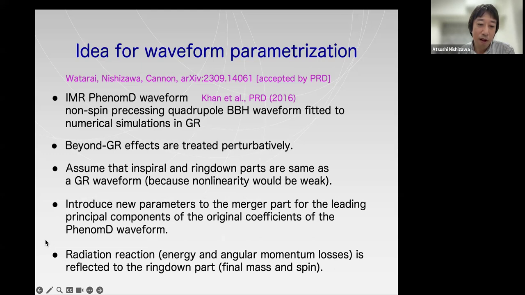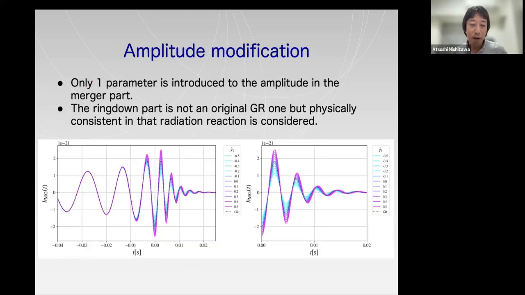Also, we need to consider radiation reaction, which is energy and angular momentum losses, because we assumed the ring-down part is described by the GR prediction. But if the merger phase is modified, then the final mass and spin are modified, so the ring-down part is no longer consistent with GR. So we need to change the final mass and the spin depending on the energy and the angular momentum emission during the merger phase. By considering this effect, the waveform is physically consistent from the inspiral through the merger and ring-down phase. So this is the waveform we constructed.